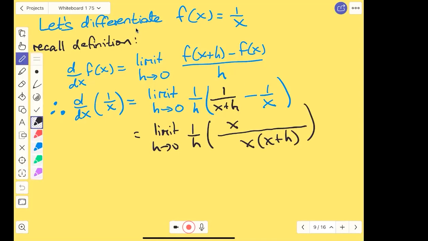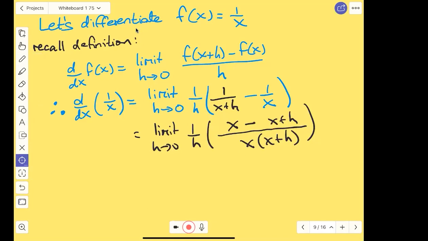And now if you just look at this one for a moment, we'll finish this off in a moment. The x over the x would cancel. You'd be left with 1 over x plus h. That is that term. And then here we have minus. And then if I put x plus h here, the x plus h's would cancel with that. I'd have a 1 over x left.